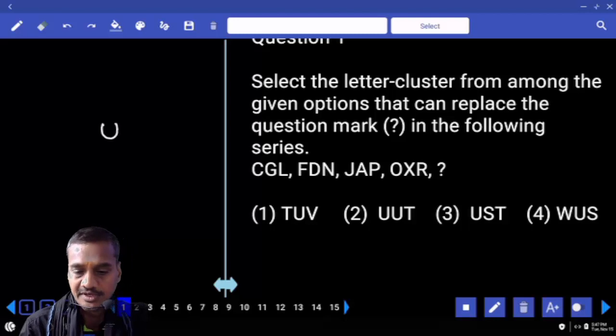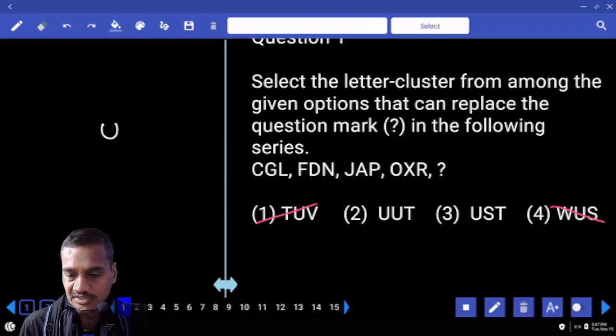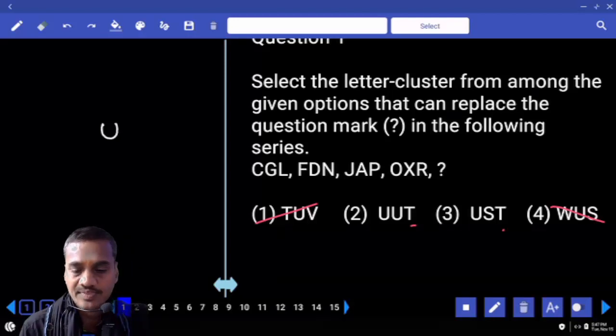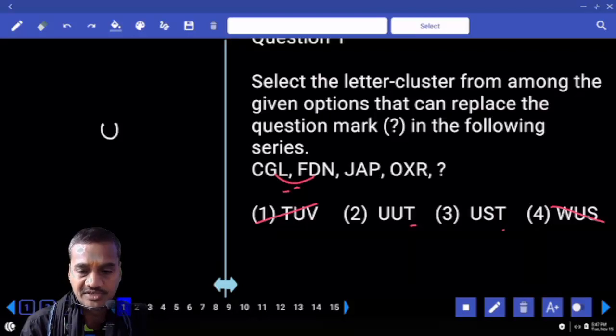Isn't it? Hence choice 1 and choice 4 are ruled out. Now we are left with 2 and 3. Between 2 and 3, the third letter is common, so there is no need to check the third letter. We need to check the letter which is different. Now G and D, what is the difference? 7 and 4, minus 3. And 4 and 1, minus 3.